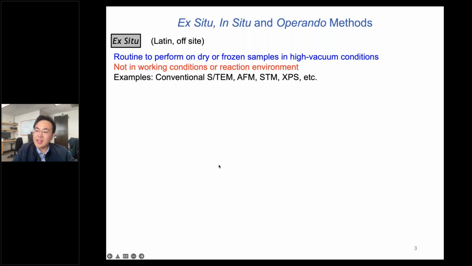So I can give you a few examples of the difference between ex situ, in situ, and operando methods. Ex situ really means off-site. Typically you're working on dry or frozen samples in high-vacuum conditions. That applies to most conventional SEM, TEM, other scanning probe microscopy, and XPS as well.